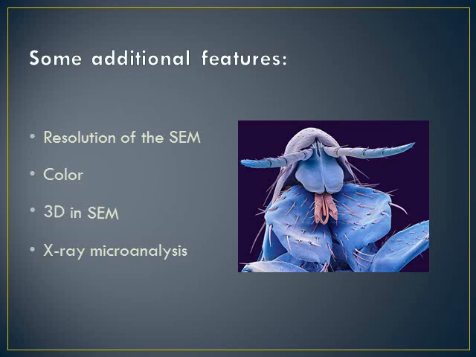3D in SEM. 3D data can be measured in the SEM with different methods such as photogrammetry, photometric stereo, inverse reconstruction using electron material interactive models. X-ray microanalysis. X-rays, which are produced by the interaction of electrons with the sample, may also be detected in an SEM equipped for energy dispersive X-ray spectroscopy or wavelength dispersive X-ray spectroscopy.